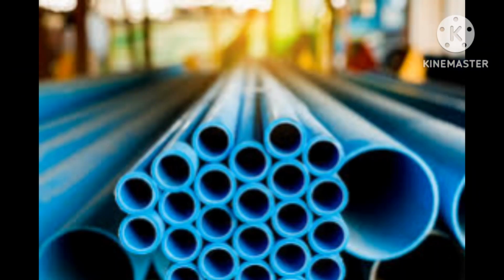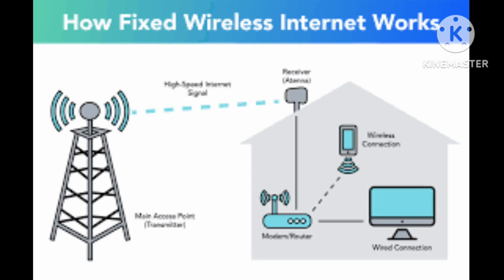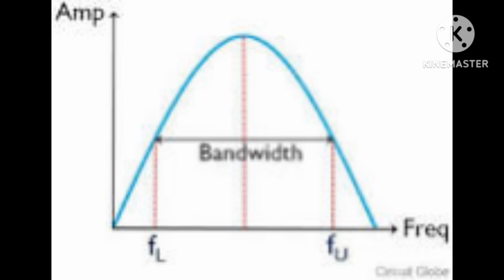Just like water pipes have a certain moving capacity for water, the medium that is used to move data, be it copper cables, fiber optic cables or radio signals, also has a moving capacity. In computer terminology, this is called bandwidth. The higher the bandwidth, the more data can be moved in a given amount of time.